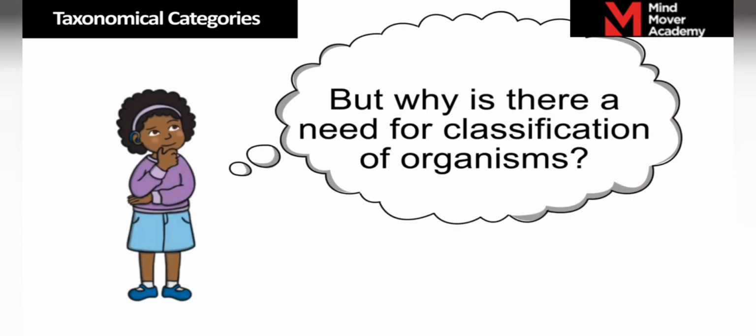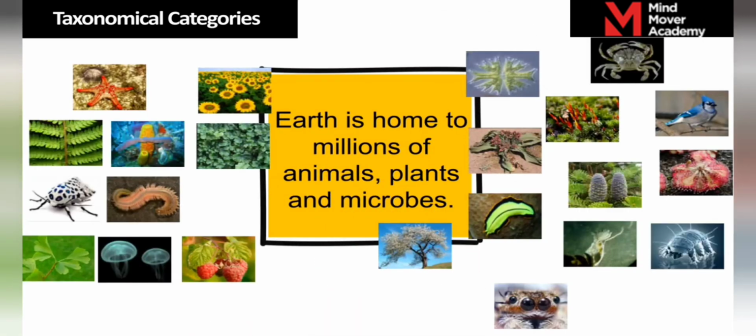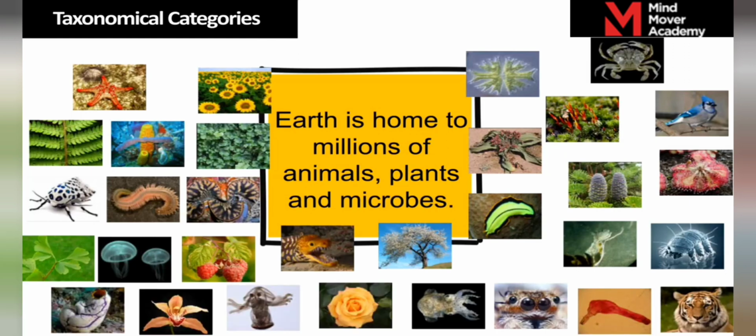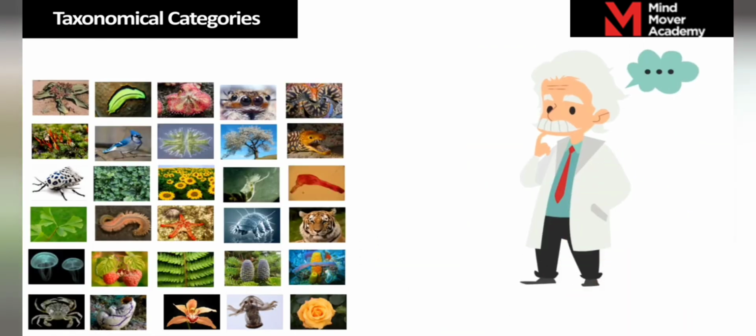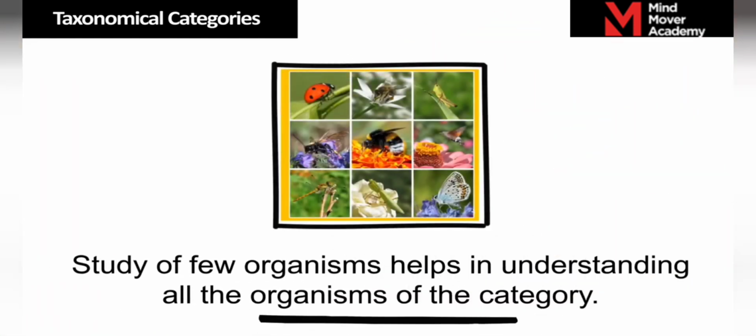But here the question arises: why is there a need for classification of organisms? And the answer to this is very simple. Our earth is home to millions of plants, animals, microorganisms, and various living organisms. Now studying each and every one of them is nearly impossible, because it is a very time-consuming and complex process. Therefore, a mechanism has been devised to classify them in various groups and categories. So scientists can now study a few organisms belonging to a category and list out the characteristics of all the organisms belonging to that particular category.